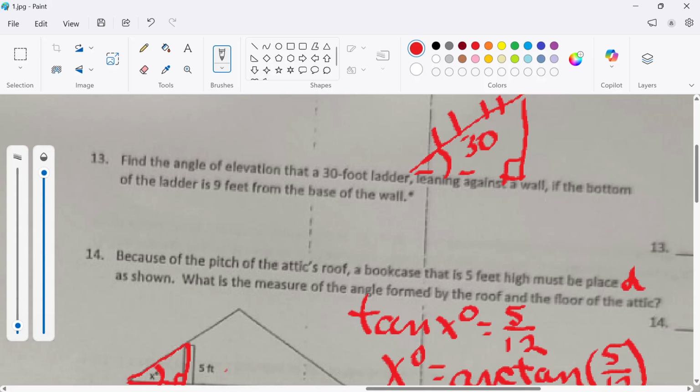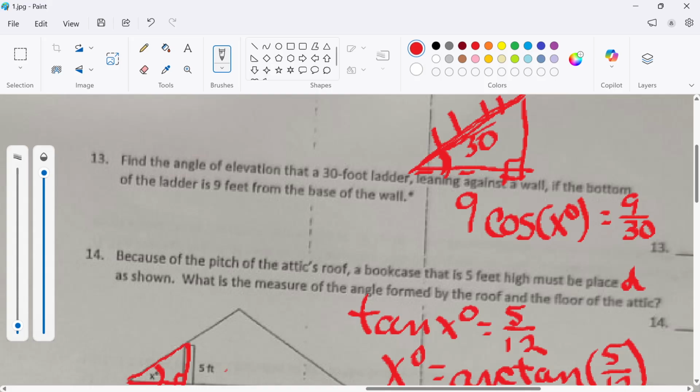Leaning against a wall, if the bottom of the ladder is 9 feet away. So the length of the ladder is 30 feet, and the bottom of the ladder is 9 feet away, and I want this, the angle of elevation. Well, what do I have? I have adjacent and hypotenuse. So I'm going to do cosine. Cosine of whatever that angle is, the angle of elevation, equals adjacent over hypotenuse.